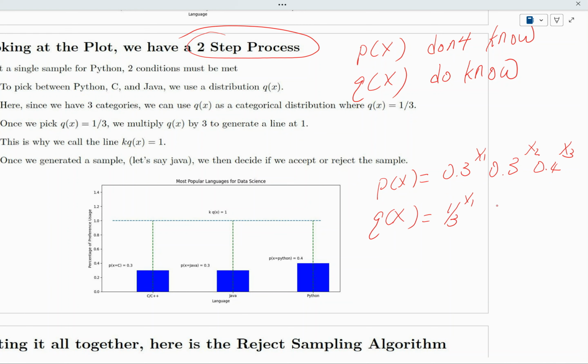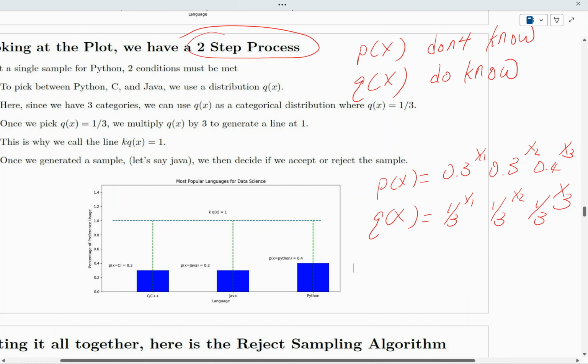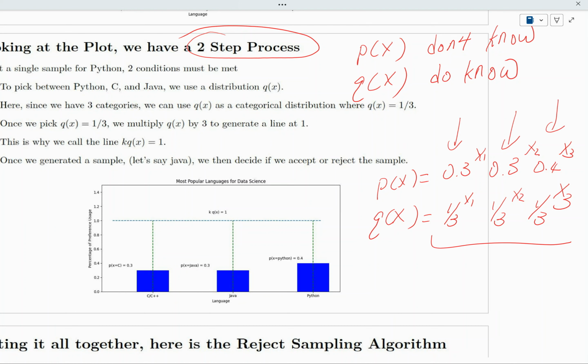So it's 1/3 x1, 1/3 x2, 1/3 x3. So they're equal. This is a uniform distribution. So basically, they're equally likely. Notice how the probabilities are different between P and Q. And I'm saying that we don't have to generate perfectly at 30%, 30%, 40%. We can generate at any percentage, and as long as we accept or reject at the right proportion, we can still mimic the same result. Okay, so that's the key.